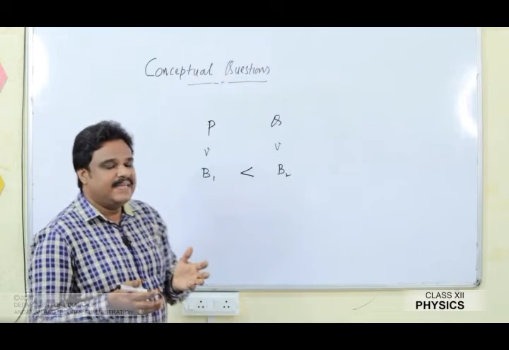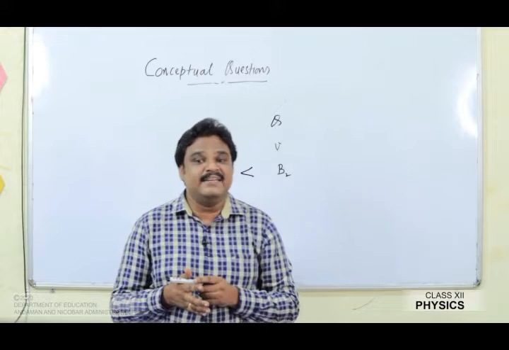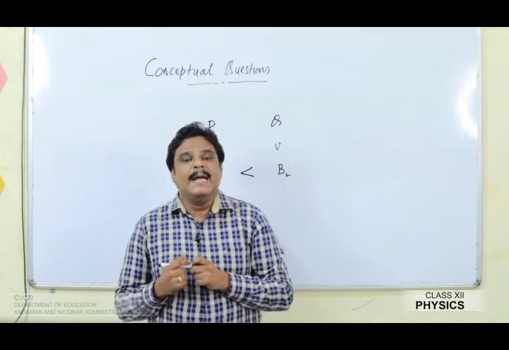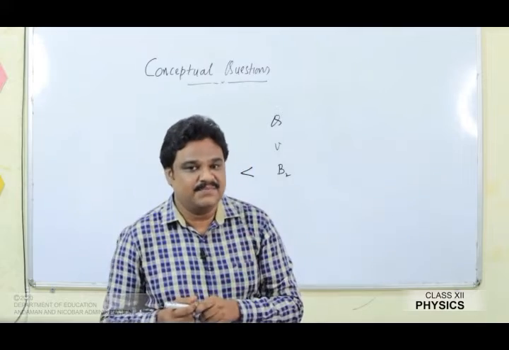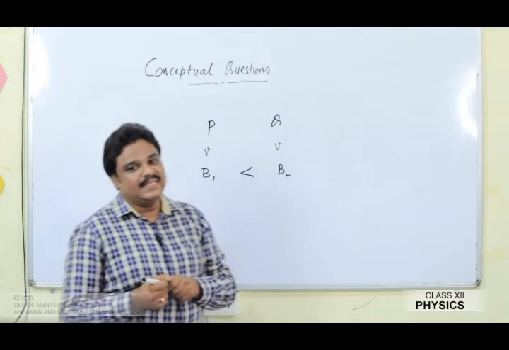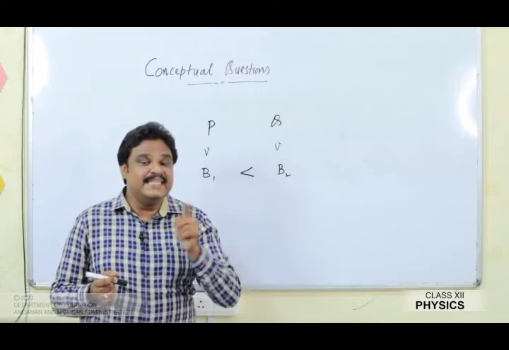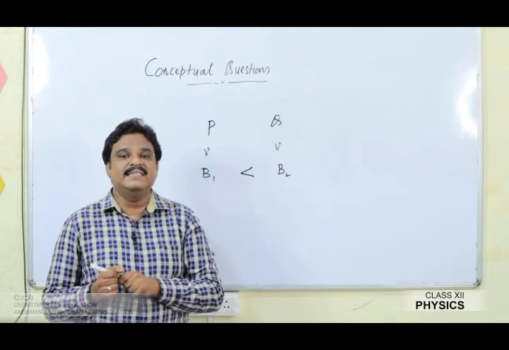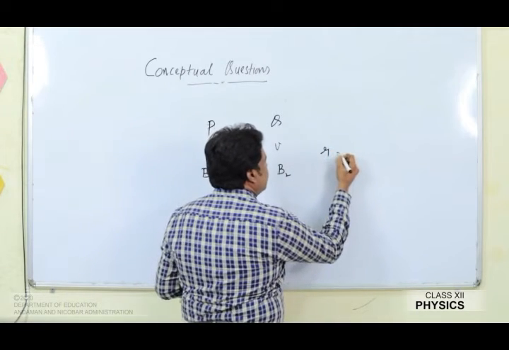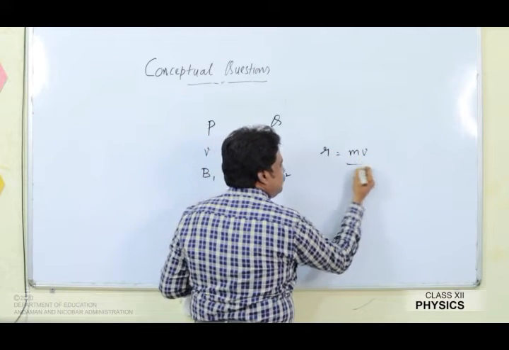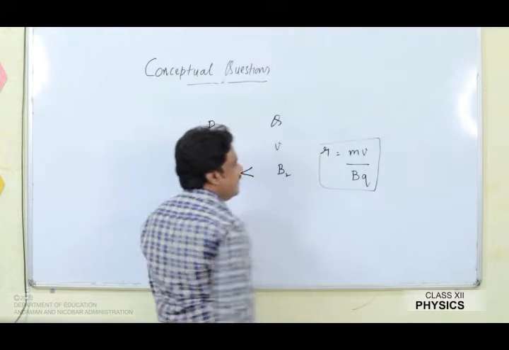So obviously when a charged particle enters perpendicular to the direction of the magnetic field, it follows a circular path. They are asking which will have a smaller radius, which proton will cover a smaller radius. So for this you should know the expression for the radius of the circular path covered by the charged particle. I think you can easily recall R is equal to m v by B q. This we derived. R is equal to m v by B q.